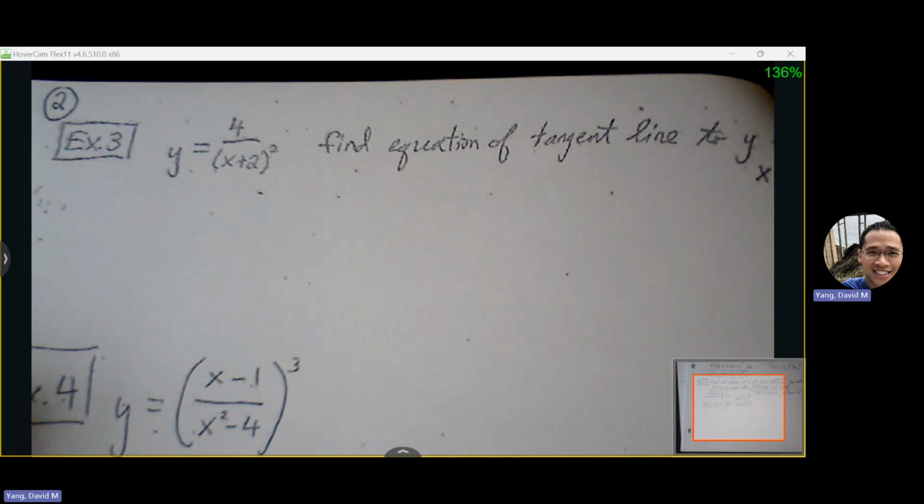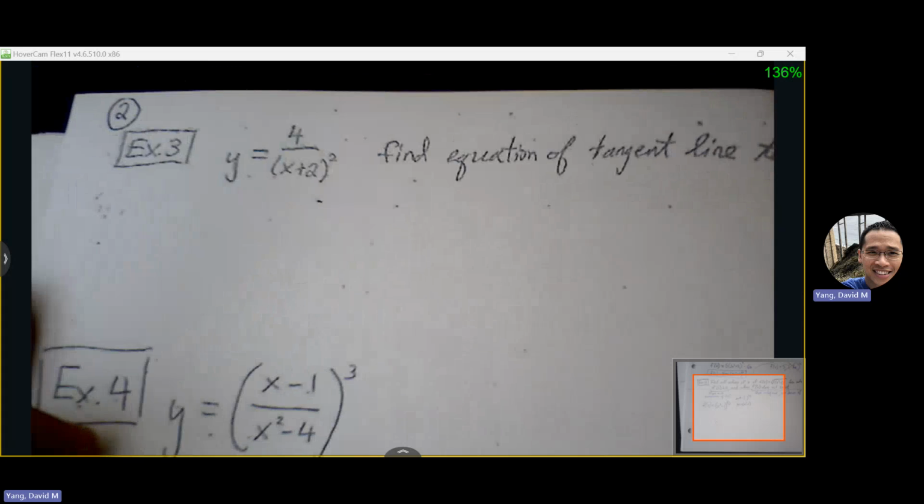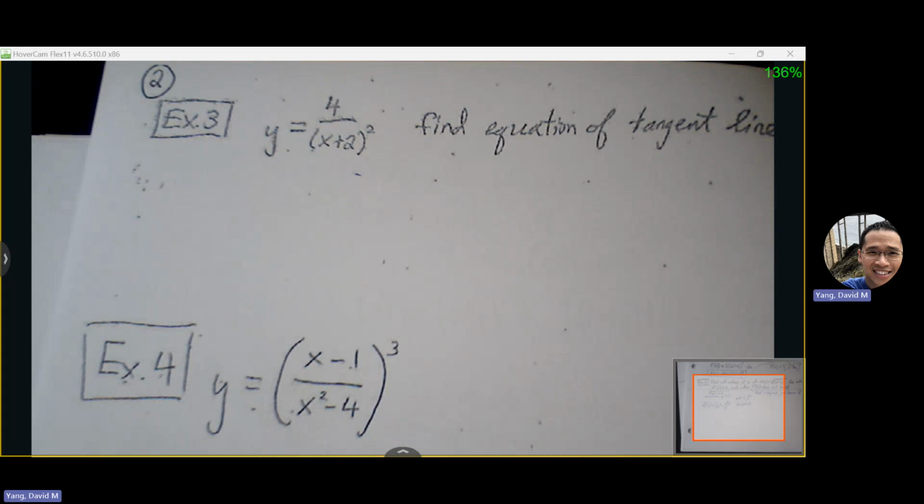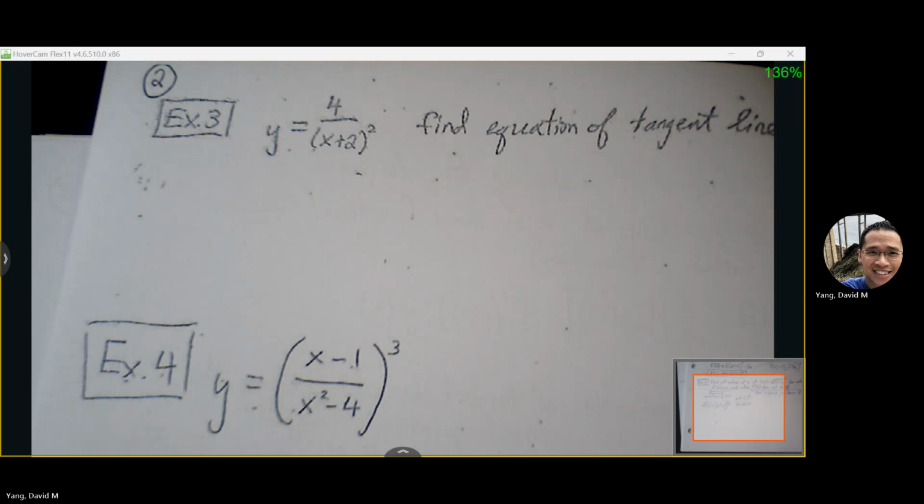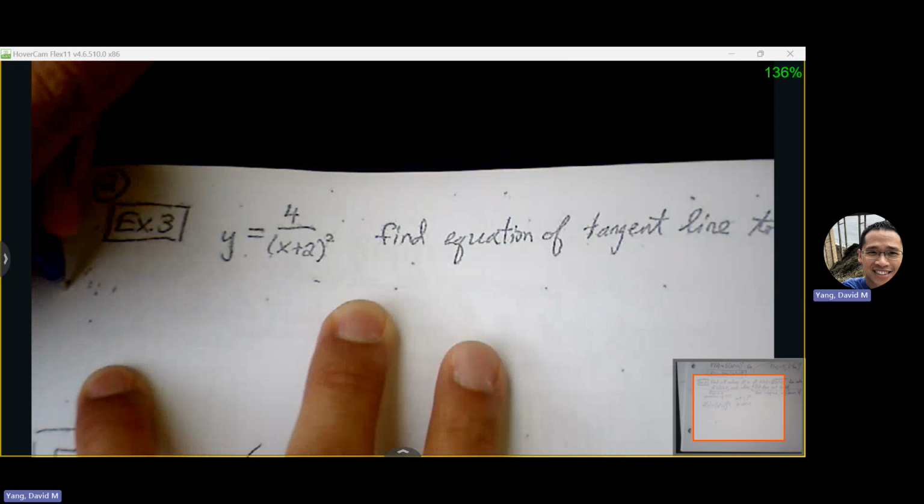Example 3. Find the equation of the tangent line to the graph at x equals -3. So we have to gather two sets of information. We're going to find the ordered pair, and then we're going to find the slope. Let's do the easy part first. Let's find the ordered pair. So plug -3 in for x.